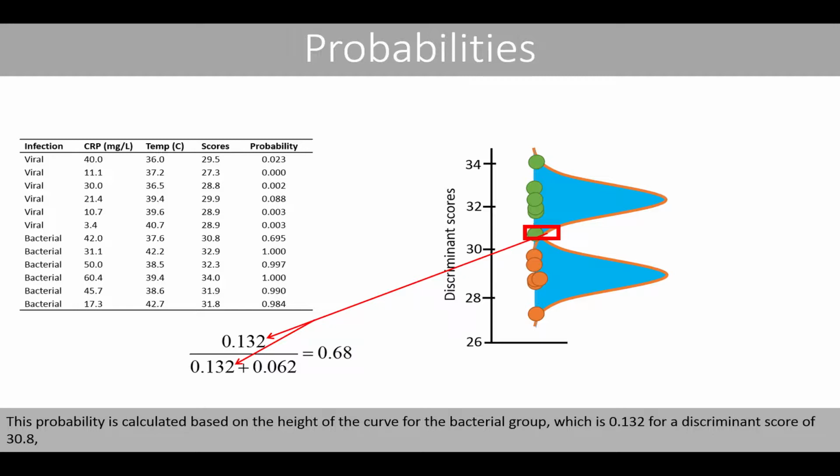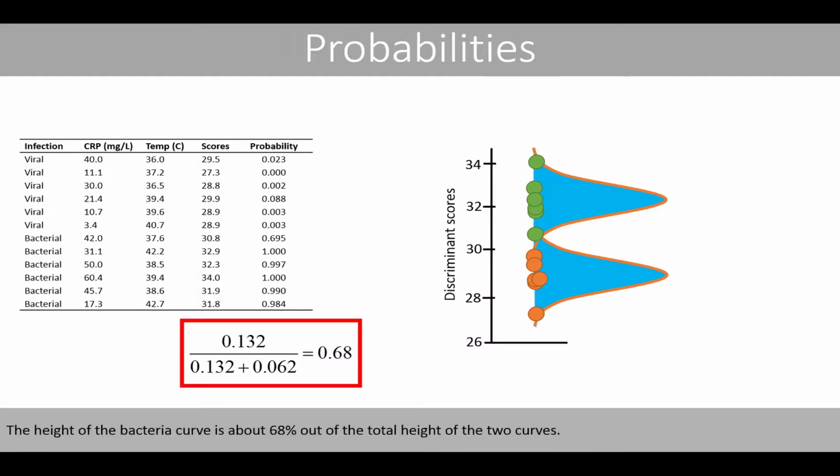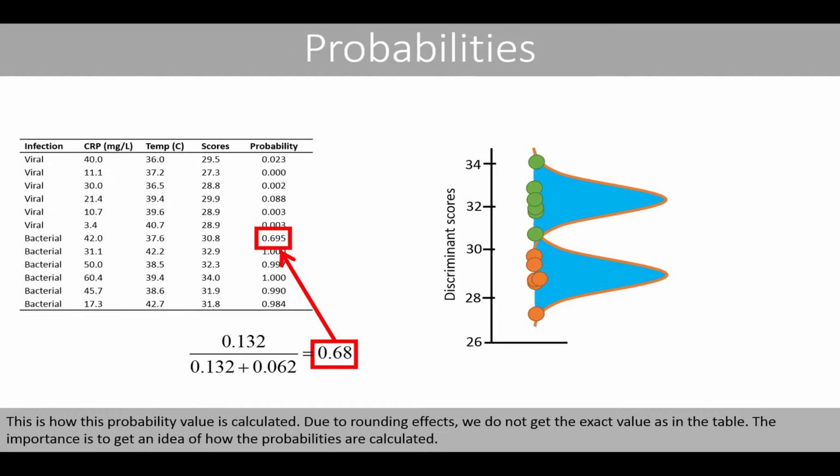This probability is calculated based on the height of the curve for the bacteria group, which is 0.132 for a discriminant score of 30.8, and the height of the curve for the viral group, which is 0.062 for the same discriminant score. The height of the bacteria curve is about 68% out of the total height of the two curves. This is how this probability value is calculated. Due to rounding effects, we do not get the exact value as in this table. The importance is to get an idea of how the probabilities are calculated.